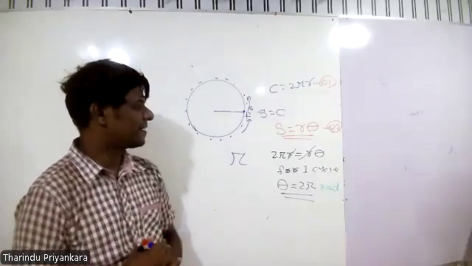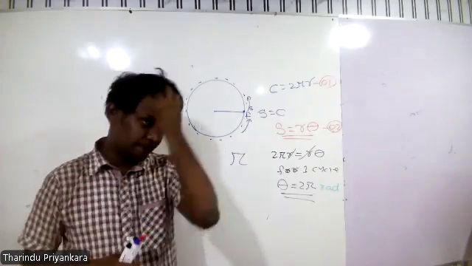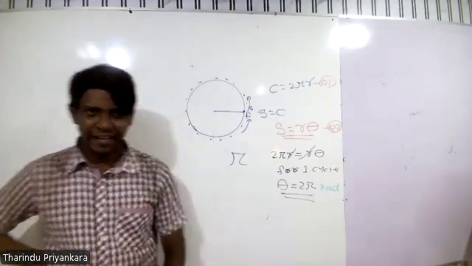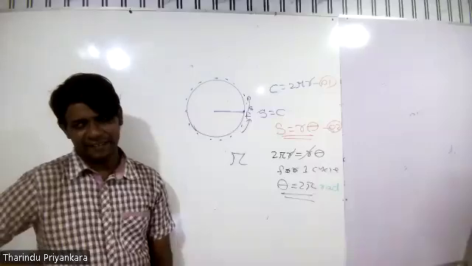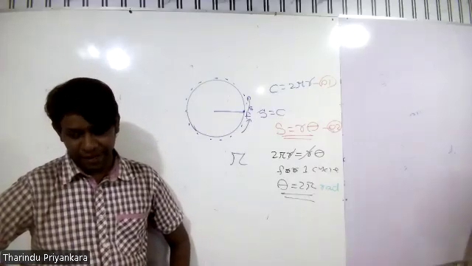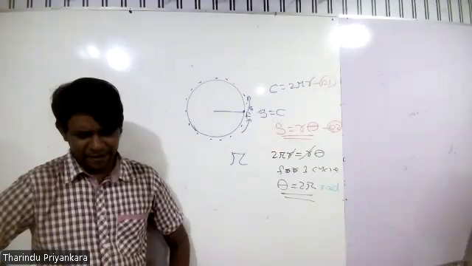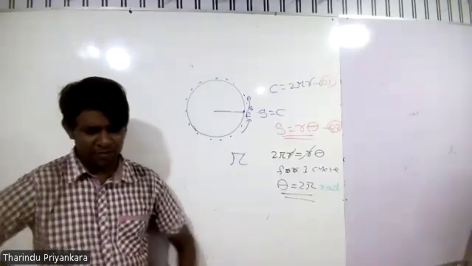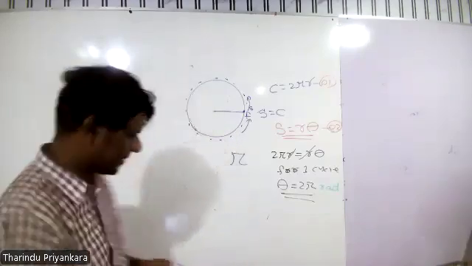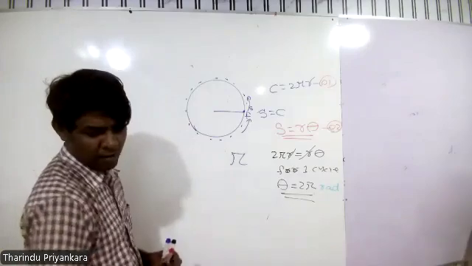Now write the relation between radian and degree. Relation between radian and degree. Well, the degree radian relation, okay. How to do that now?